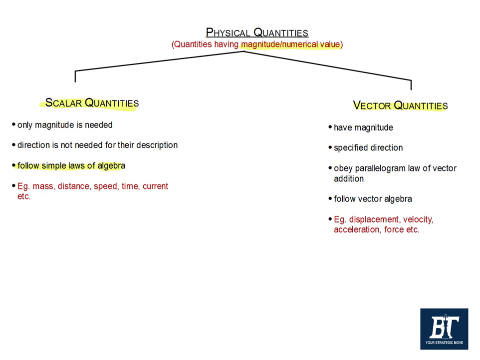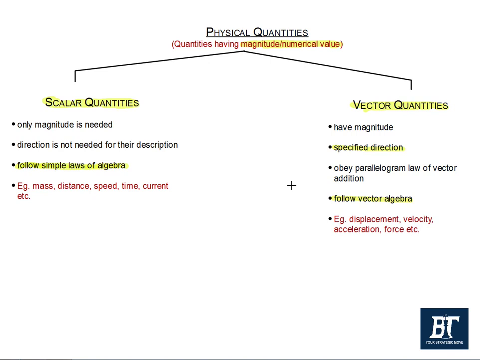On the other hand, if a physical quantity, in addition to its magnitude, also has a specified direction, and along with these two conditions, if it obeys the parallelogram law of vector addition, then that physical quantity is a vector quantity. All vector quantities follow vector laws of algebra, which are completely different from our simple laws of algebra. We are going to learn vector algebra step by step in our next lectures. A few examples of vector quantities are displacement, velocity, acceleration, force, etc.